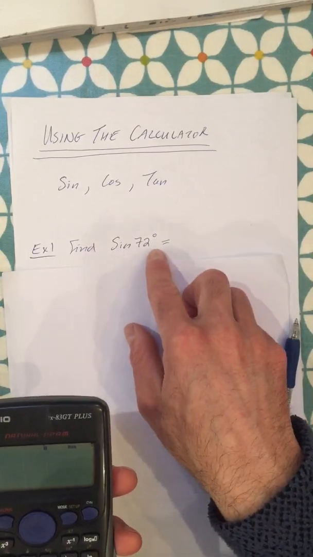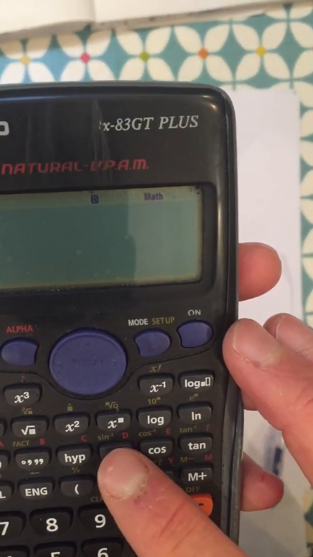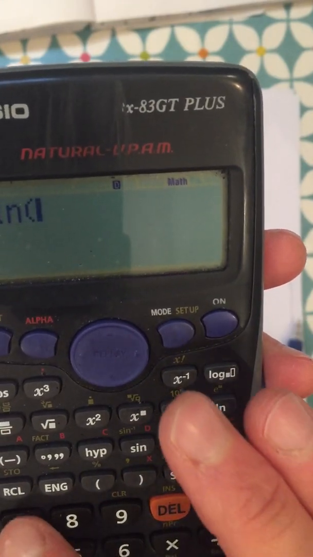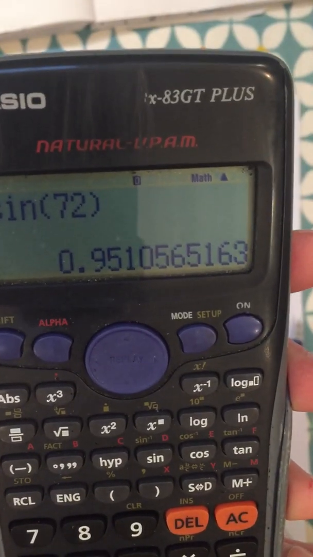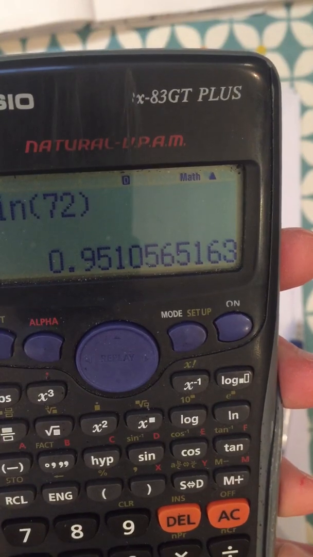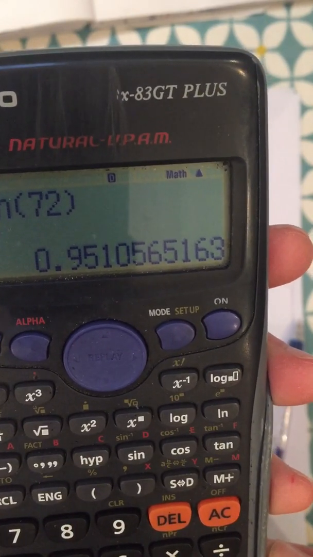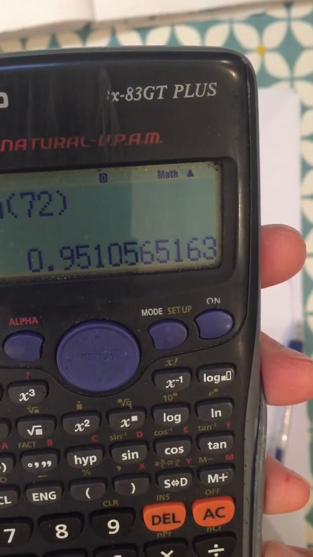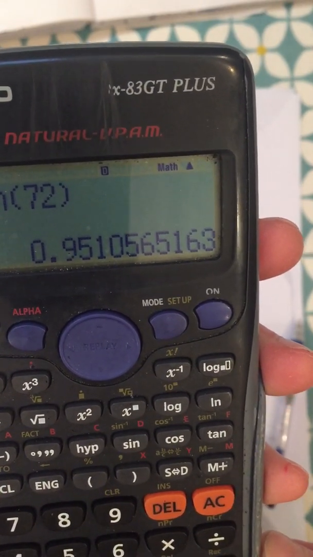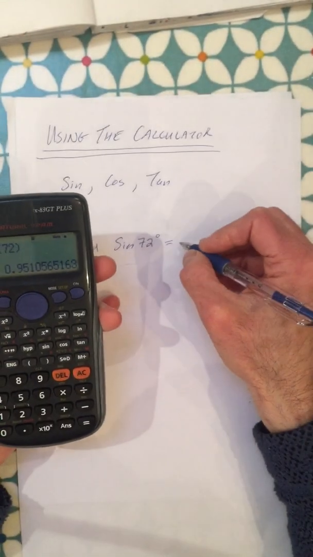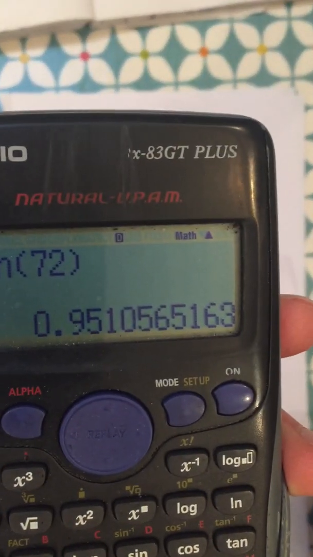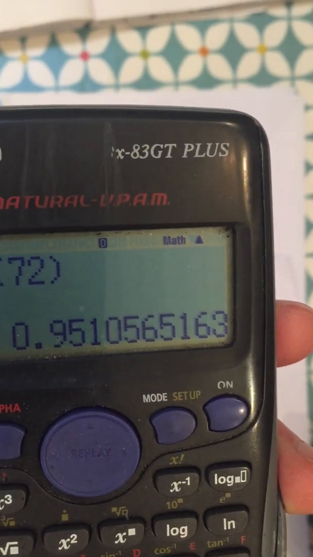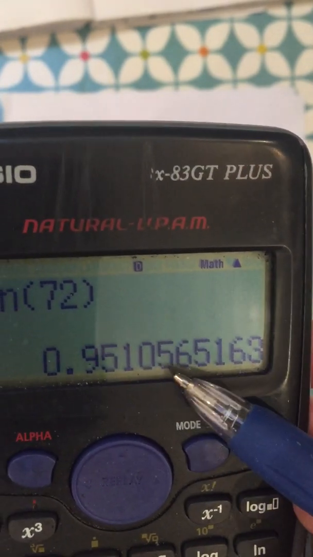Now look how easy this is. If I want to find the sine of 72 degrees, I just press the sine button first, and then type in 72. I can close the bracket if I want, and then I press equals. And up comes this number, and you'll notice that the digits go on. Unless the question asks you to write it to 1 or 2 decimal places, I want you to get into the habit of giving 4 decimal places. So this answer is 0.9511, because the 5 here makes it round up.